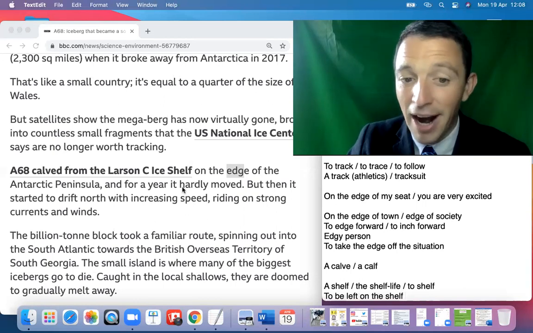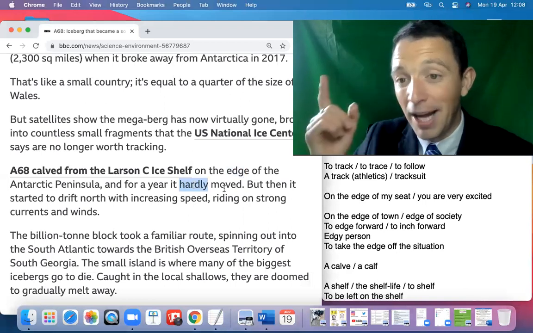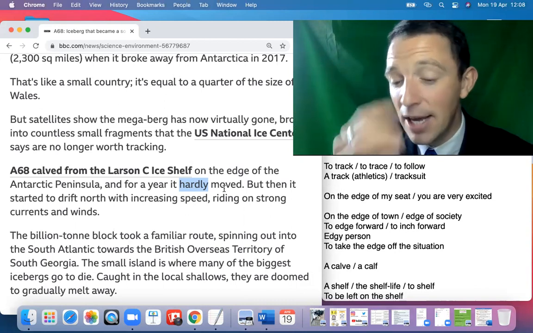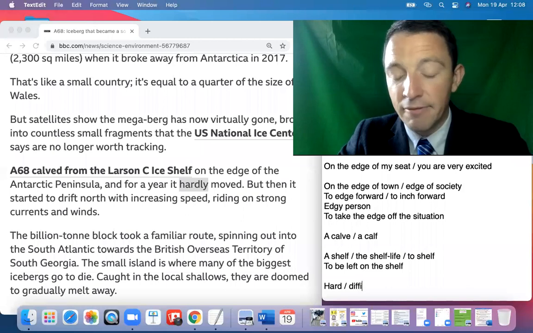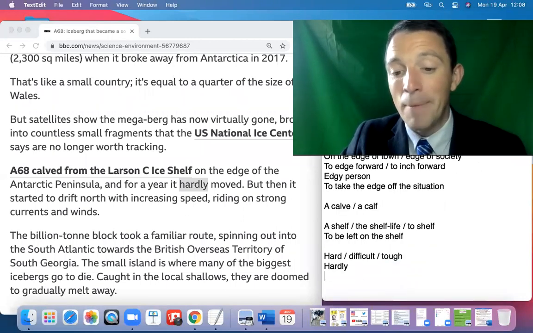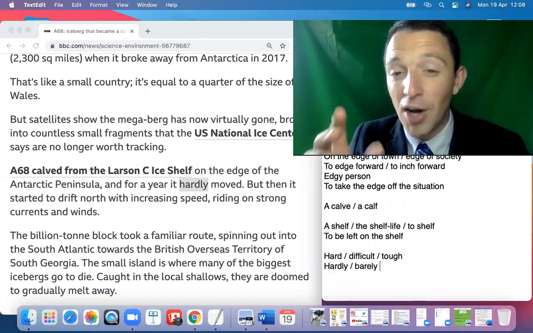And in this paragraph, hardly is very important. It hardly moved. So in Spanish, it's like casi nunca or casi nadie. It's a bit of a false friend, because hard is maybe very difficult and very tough. Okay, but if you say hardly, that means barely. We have another word as well, barely, and it means almost nothing.